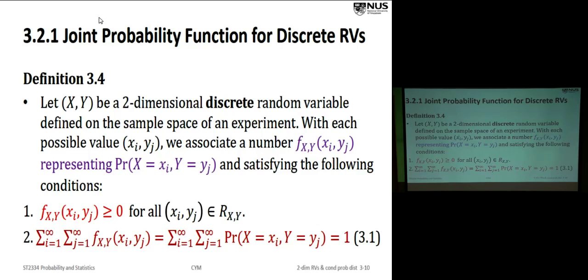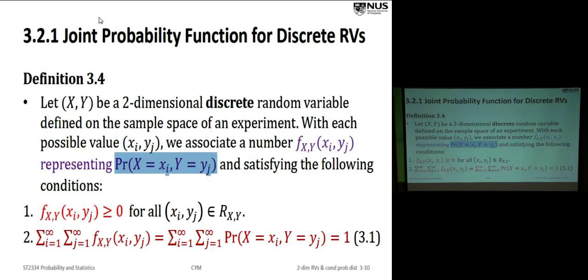Now, with each possible value (xi, yj), we associate the number f(x, y). This is a joint probability mass function on the random variables X and Y. And these are the possible values that the random variables may take. Again, that represents the probability that X equals xi and Y equals yj. And it satisfies the following conditions. For any pair (xi, yj) in the support, this number is non-negative. And the sum over all possible values of x and y is equal to 1.